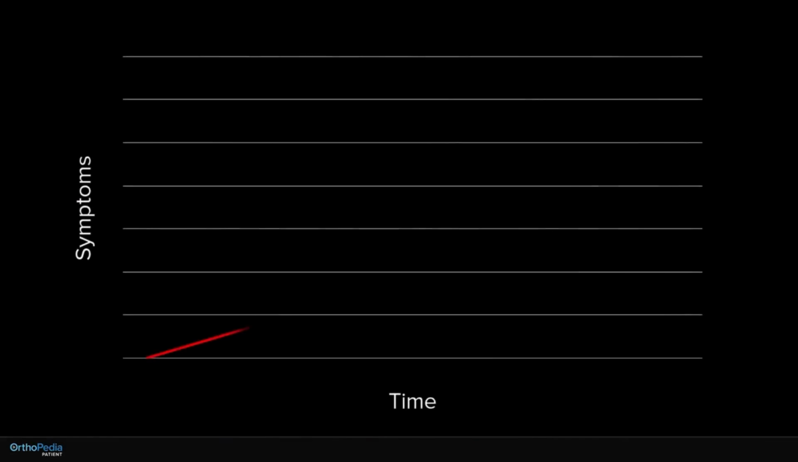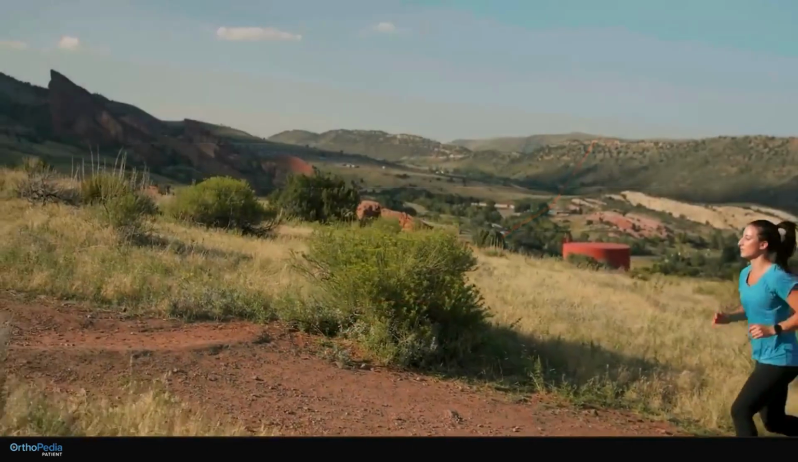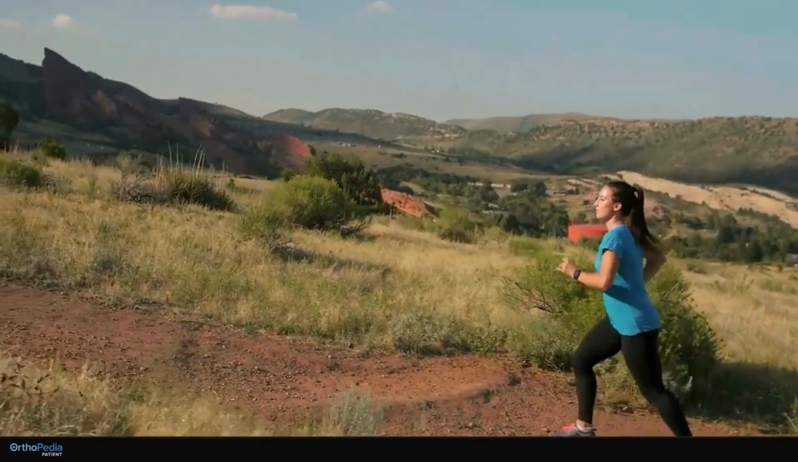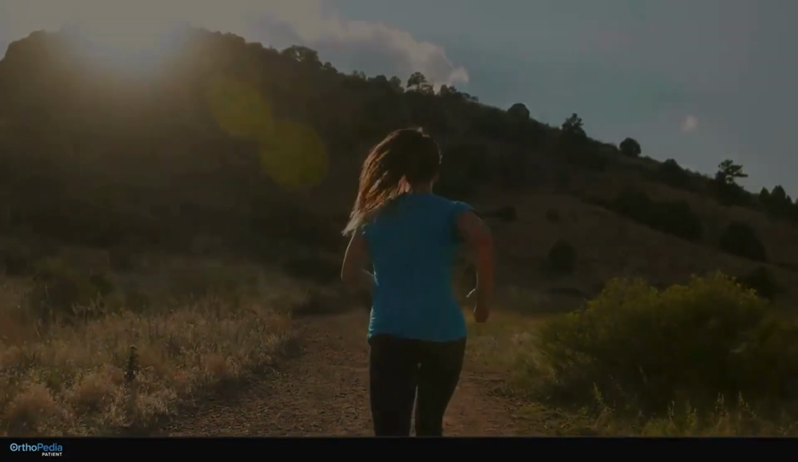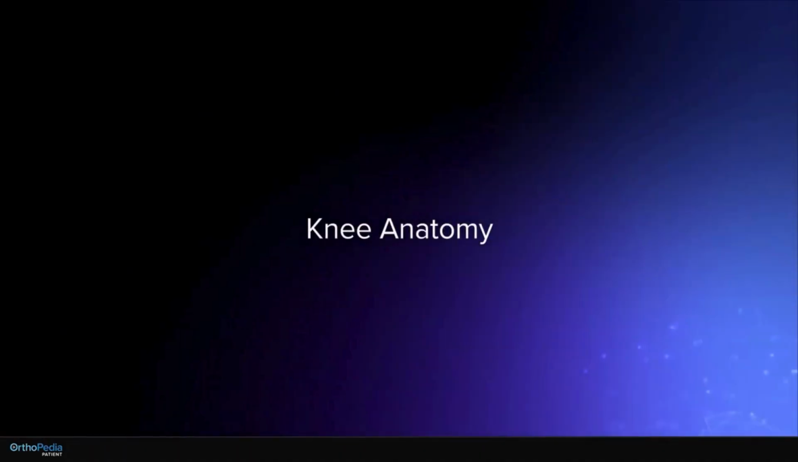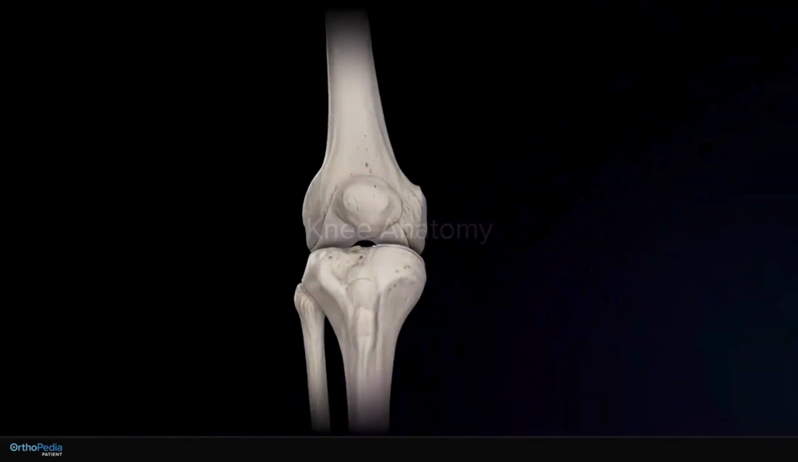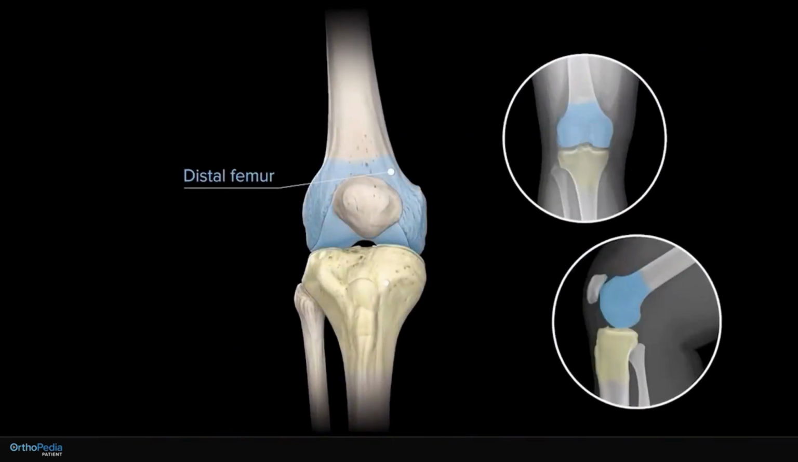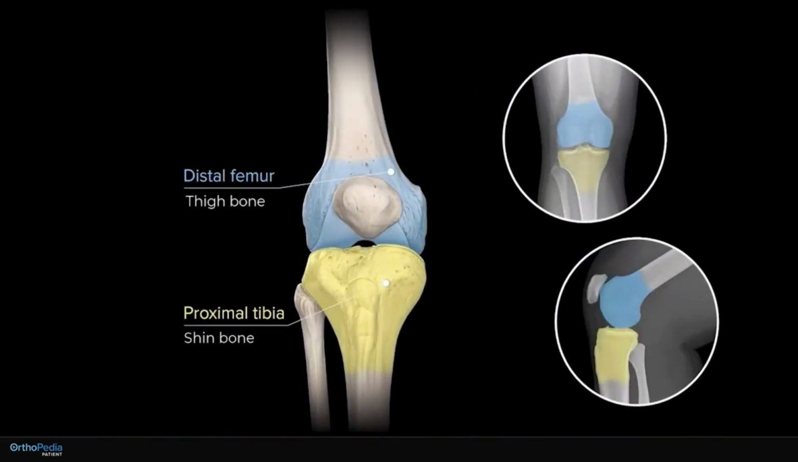Specifically in the knee, arthritis typically happens over time, with years of repetitive movement and activity placing repeated weight on the knee. Here's a quick look at the anatomy of the knee. The 3 main bones in the knee are the distal femur or thigh bone, the proximal tibia or shin bone, and the patella or kneecap.